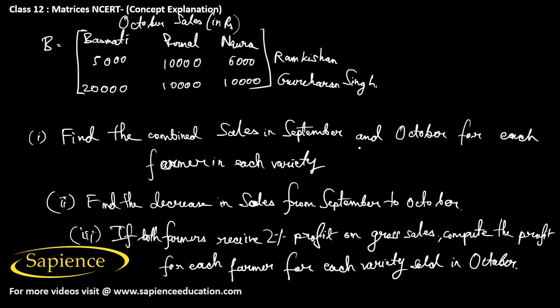So how to solve it? First of all, we have to find the combined sales in September and October for each farmer in each variety. So simply we have to add the two matrices A and B. We have to add A plus B, then we will get the combined sales.